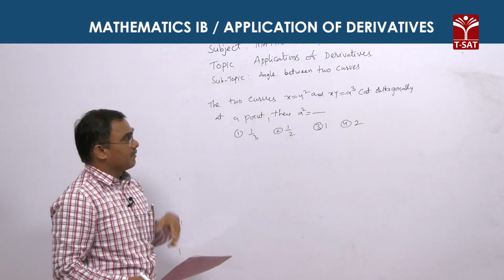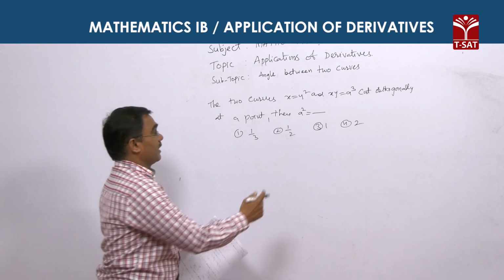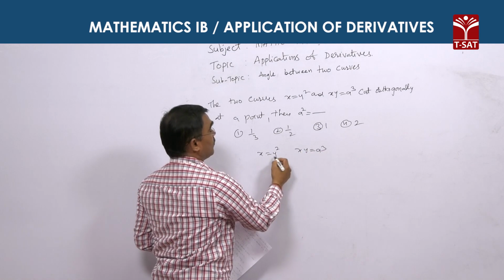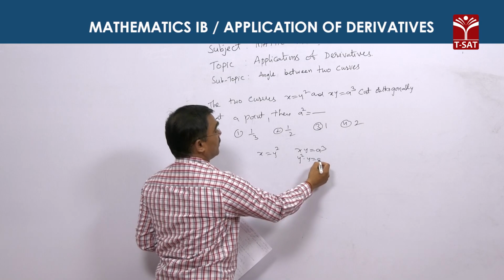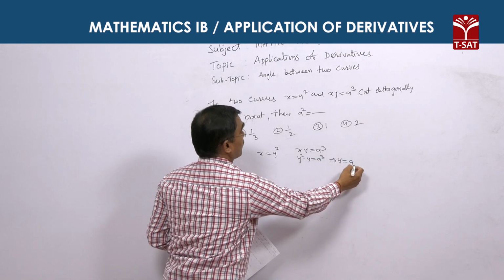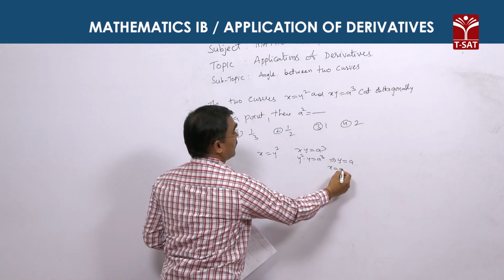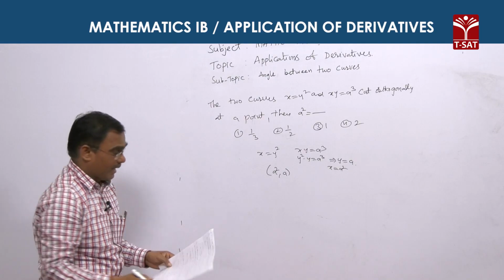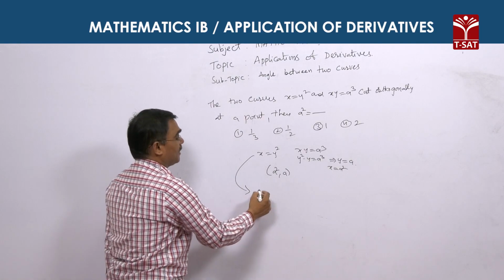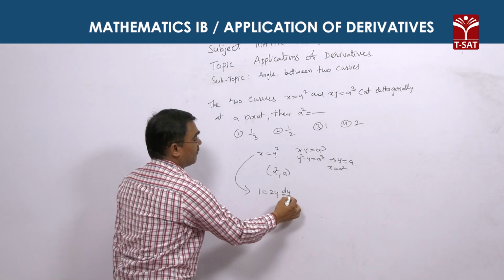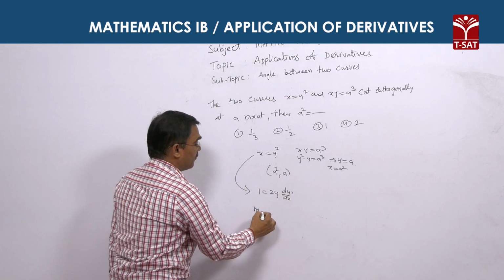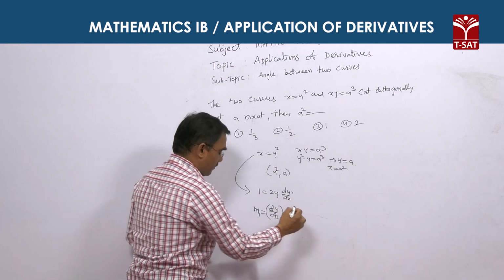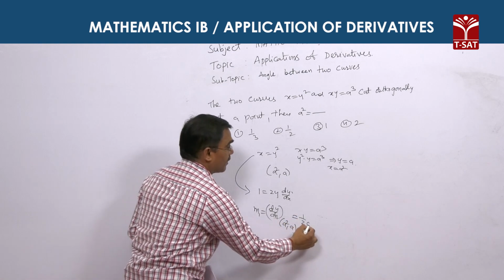First we solve the equations to find where they intersect. The first curve is x = y² and xy = a³. Substituting x, y² into y is equal to a³, which implies y = a. Substitute, x = a². Therefore the intersecting point is (a², a). From the first curve, 1 = 2y dy/dx. So the slope m1 at the point (a², a) is 1 by 2y, which is 1 by 2a.